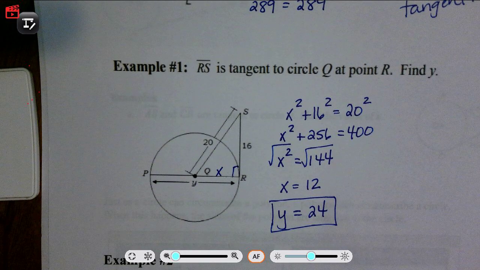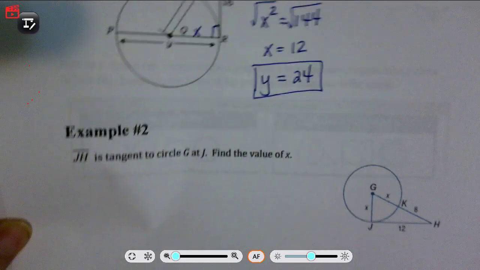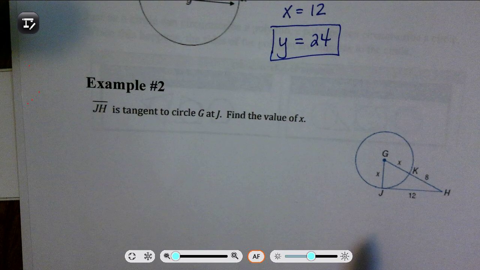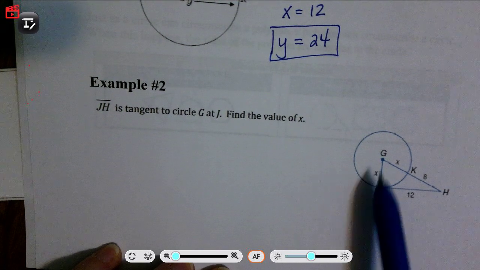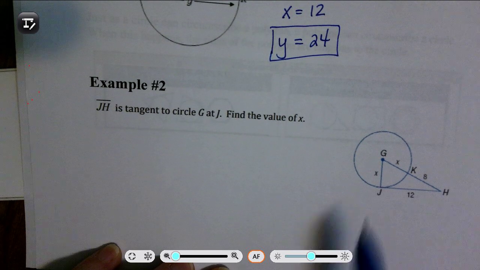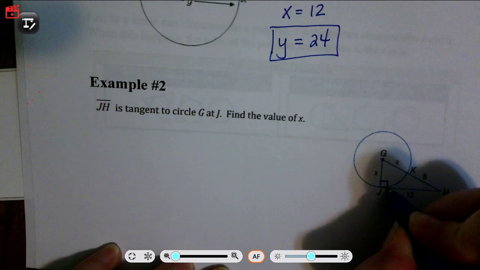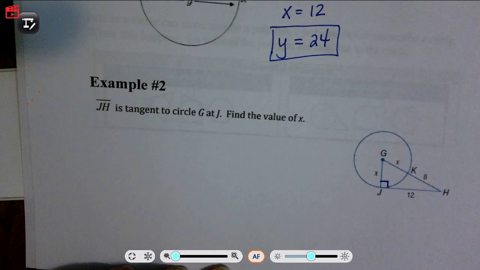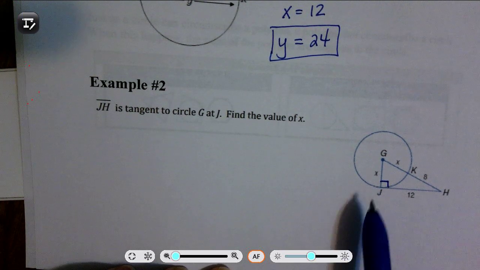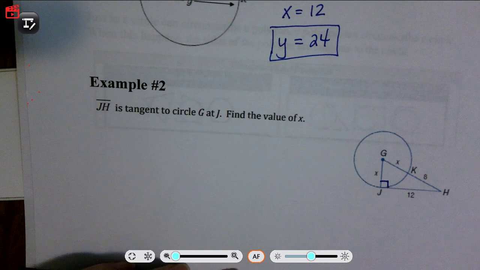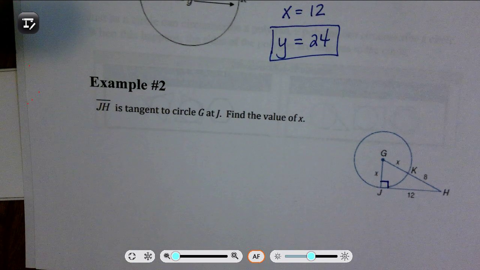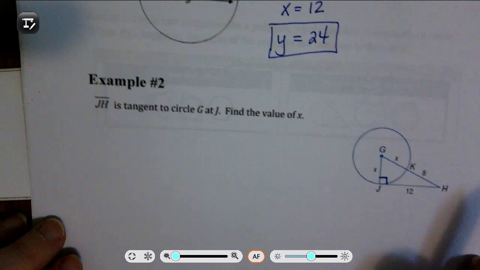All right, let's take a look at another example. We are told that JH is tangent to circle G. It's tangent right here at J, which means this is going to form a right angle, to make the right triangle. We need to figure out the value of x. Notice we are looking for what is x. We're trying to find the radius.